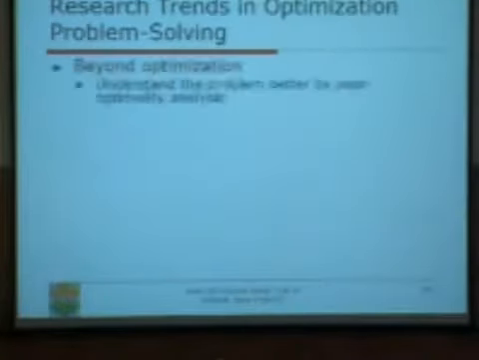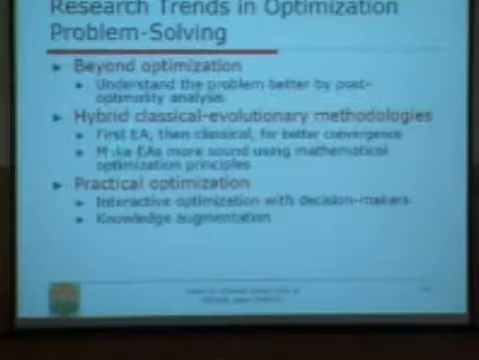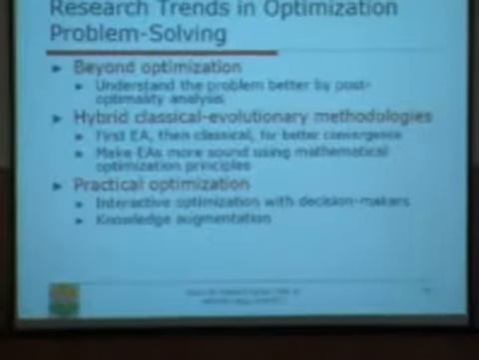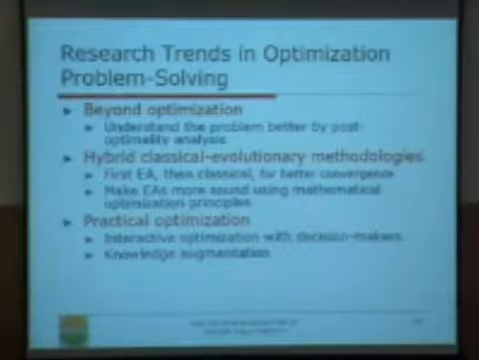I think I mentioned to you about going beyond optimization, not just optimization. We can learn a lot about our system. You can use hybrid methodologies with classical and evolutionary methods. I think that's the way to go, instead of just using any one of the principles.